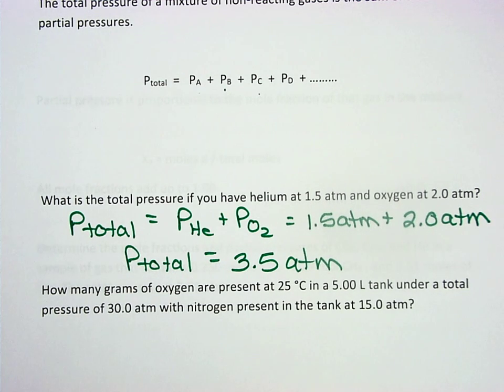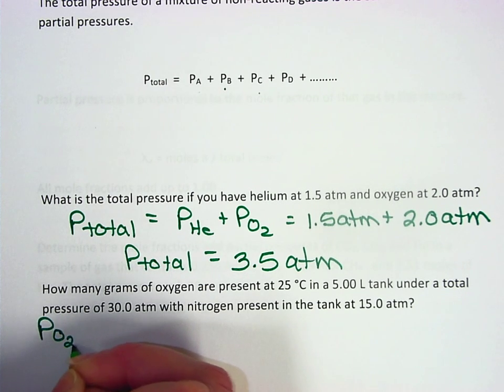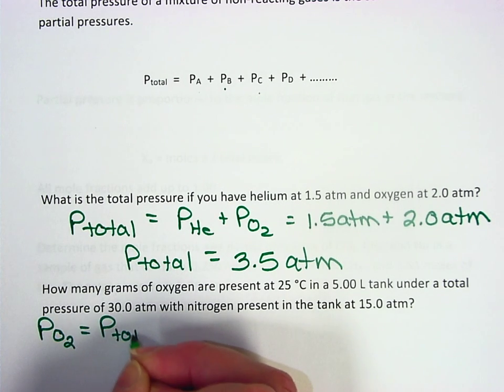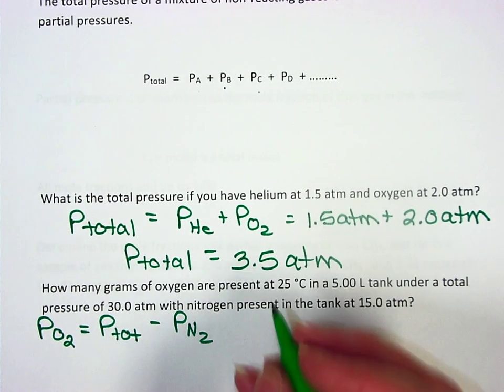Okay, let's look at another problem. This time we're kind of going backwards. How many grams of oxygen are present at 25 degrees C in a 5-liter tank with a total pressure of 30 atmospheres, with nitrogen present in the tank at 15? Well, we're trying to find out the mass of oxygen in there, so the way we start this is to first find out, using Dalton's law, what is the pressure of the oxygen. Then we can go do something else with that information. So we know that the pressure of the oxygen is equal to the total pressure minus the pressure of the nitrogen. That's information that was provided in the problem.